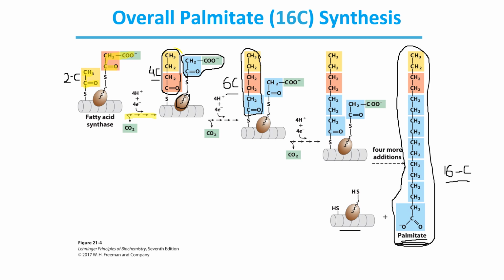And a total of 7 cycles will take place. So this is one round of the 4 reactions, or one cycle. This is the second. This is the third one, which will result in 8 carbon molecule, and then 4 more cycles. So a total of 7 cycles will take place. This word is important to remember. 7 rounds or 7 cycles will produce the palmitate or palmitic acid at the end of this whole process.